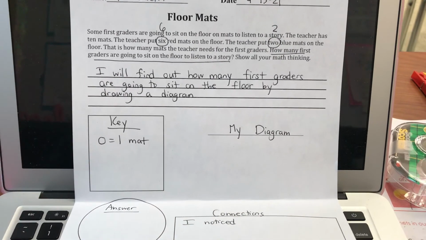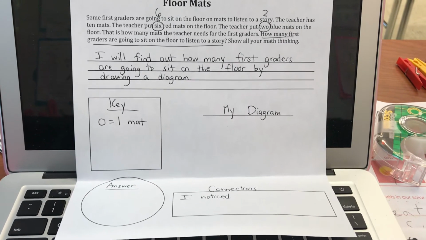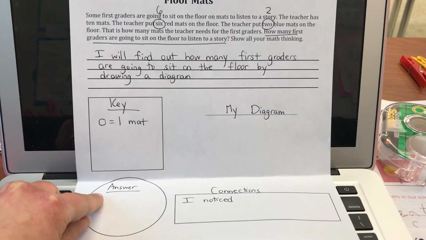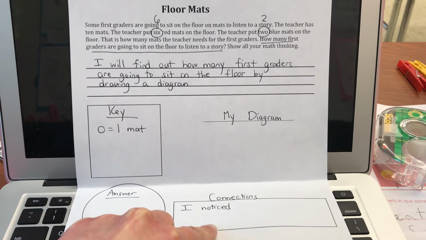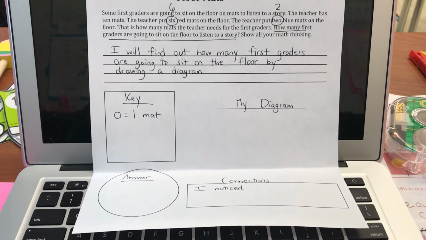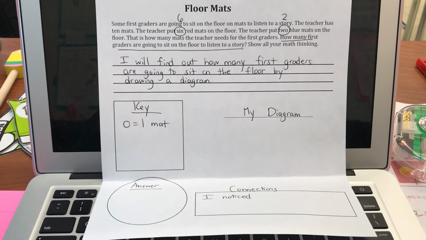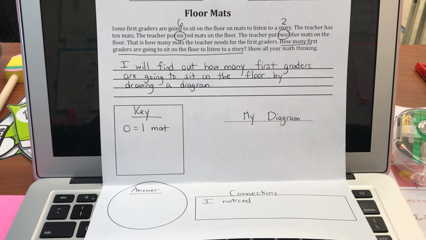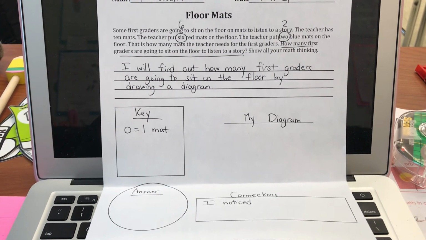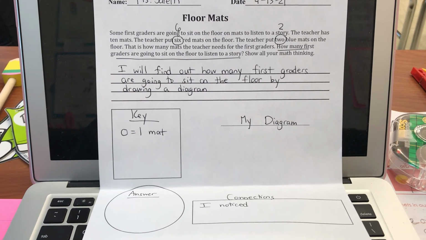The key goes in the box, so I have 1 circle is equal to 1 mat. And then on the bottom, as you can see down here, that's where our answer goes in the circle. And finally, our connections goes in the bottom rectangle. We can say, I noticed, in that rectangle. When you make connections, you're thinking about math vocabulary and how you actually solve the problem. Maybe you noticed some sort of pattern when you were solving. Sometimes in problems there are doubles facts you might notice.